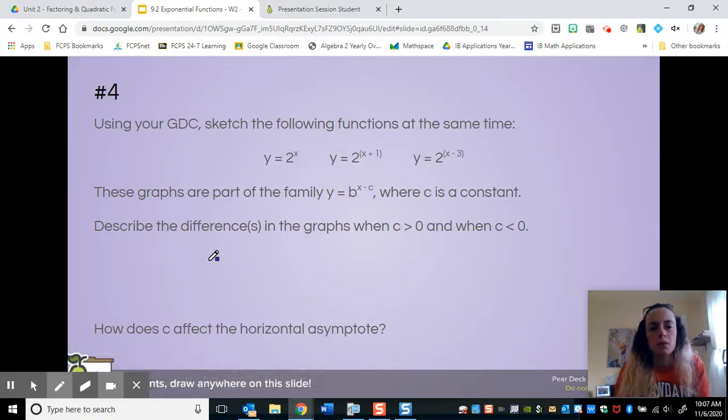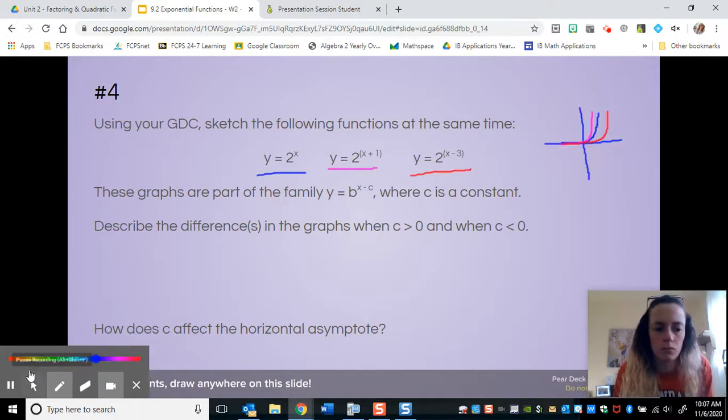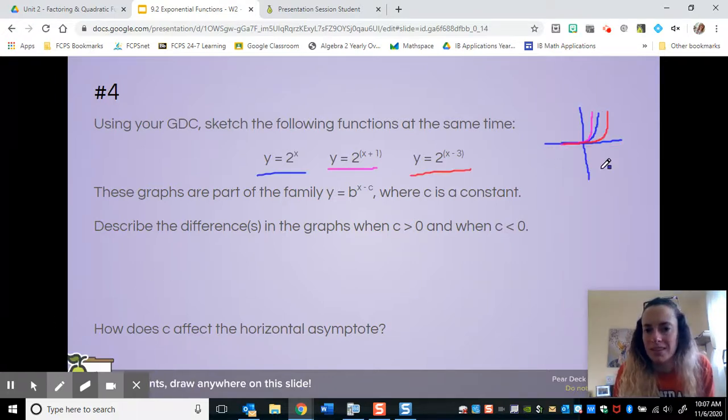And finally, in piece number 4, we're asked to graph these 3 functions at the same time. Note that this time the additions and subtractions are in the exponent with the x, and that does make a difference. And we get something that looks like this. Again, not a great depiction, but I'm trying to emphasize the changes.